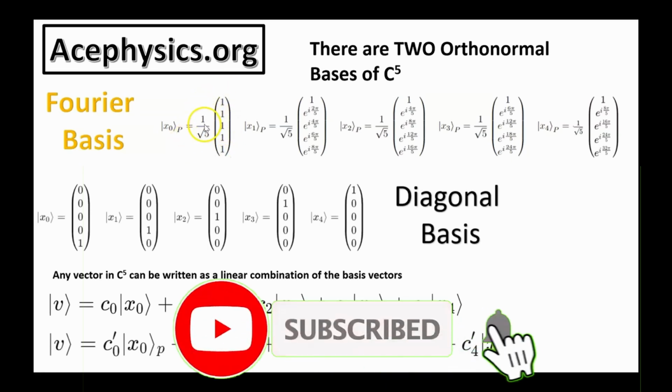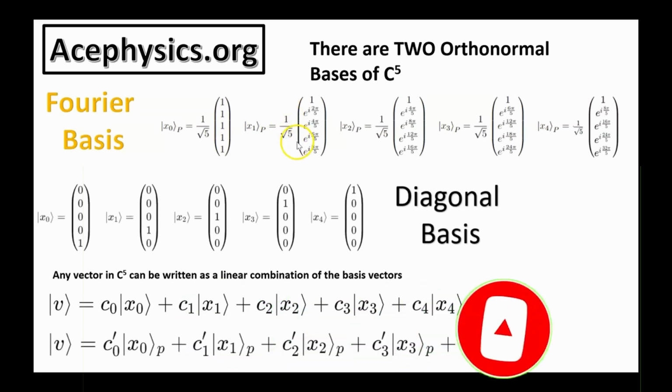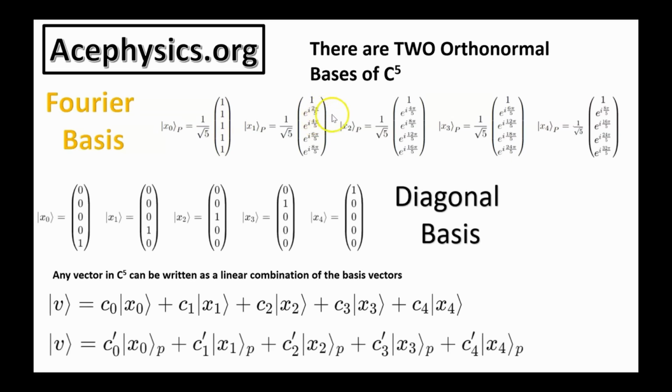This has a factor of 1 over root 5 in front, and it's all ones. This vector has a factor of 1 over root 5 also, and this is 1, e to the i 2 pi over 5, e to the i 4 pi over 5, e to the i 6 pi over 5, e to the i 8 pi over 5. This goes in units of 2 pi over 5. This vector still has a factor of 1 over root 5 normalization condition, and this goes as e to the i 0, e to the i 4 pi over 5, e to the i 8 pi over 5, 12 pi over 5, and 16 pi over 5. This goes in units of 4 pi over 5. This goes in units of 6 pi over 5, and this goes in units of 8 pi over 5.